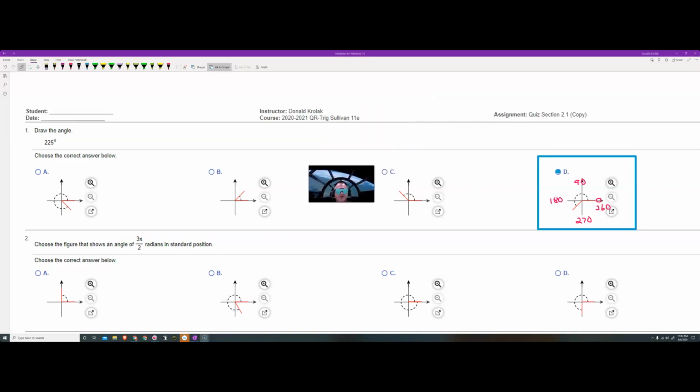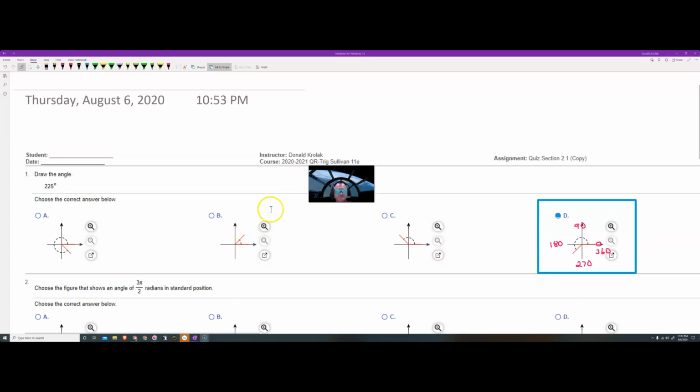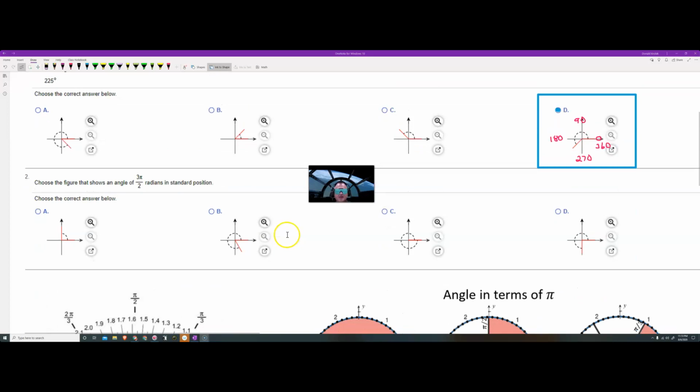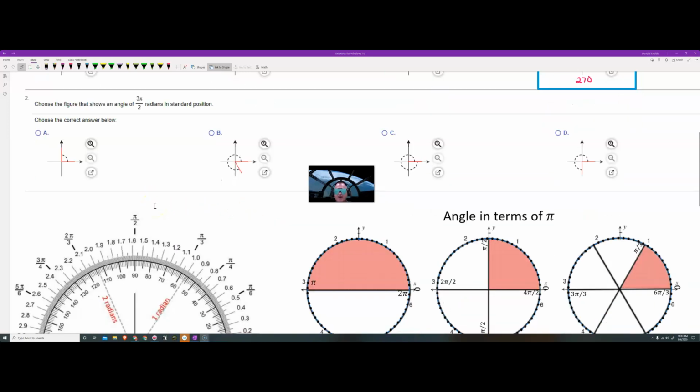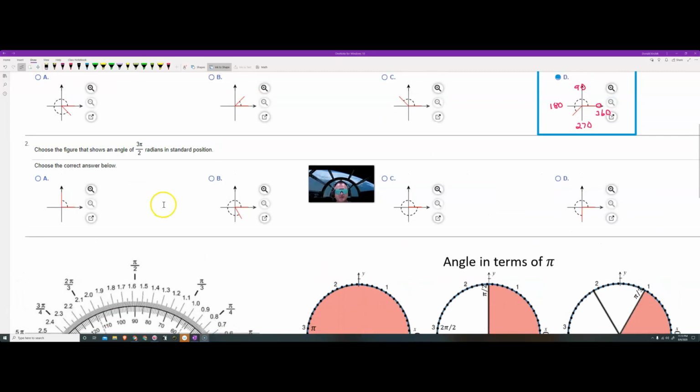And we're back. The correct answer was D. 225 degrees would be in quadrant 3. Next question. Okay, now draw an angle that is 3 pi over 2 radians.